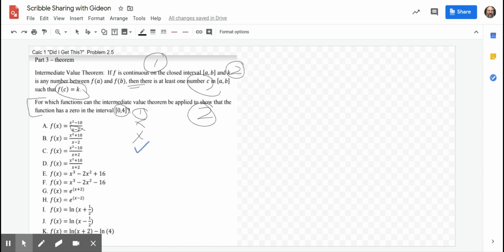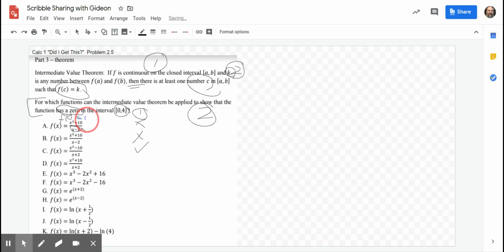to show, right, that k is any number between f of a and f of b. So what's the k that they're looking for? For which functions can the intermediate value theorem be applied to show that the function has a 0, right? That means the 0 is our goal. We're trying to find the c that goes to 0. We're trying to find f of c equals 0. That's what has a 0 means.